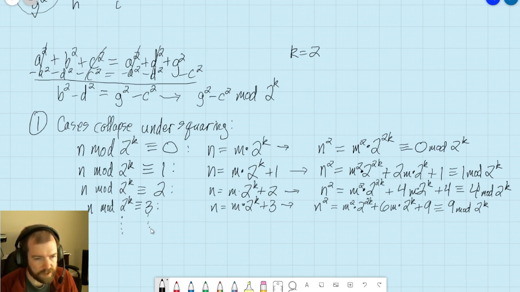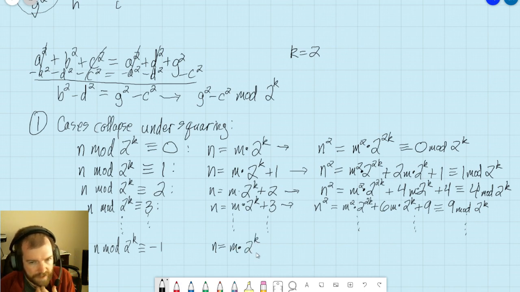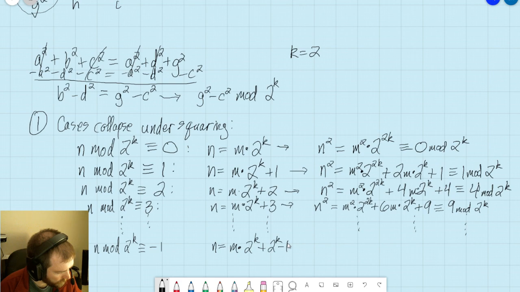All right, so if we just extend this list as far as we want to go, then we're also going to notice that on the other end, if n mod 2 to the k is equivalent to -1, then we get our n equals m times 2 to the k plus, technically, right, this would be 2 to the k minus 1. Let me double check.